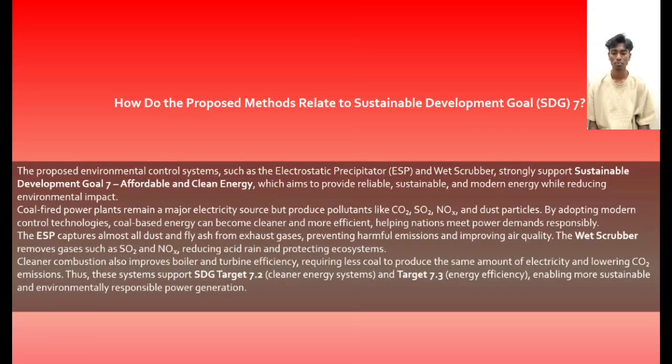Cleaner combustion also improves boiler and turbine efficiency, requiring less coal to produce the same amount of electricity and lowering CO2 emissions. Thus, these systems support SDG Target 7.2, cleaner energy systems, and Target 7.3, energy efficiency, enabling more sustainable and environmentally responsible power generation.